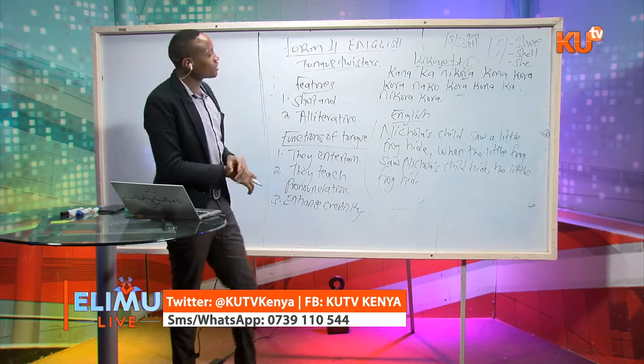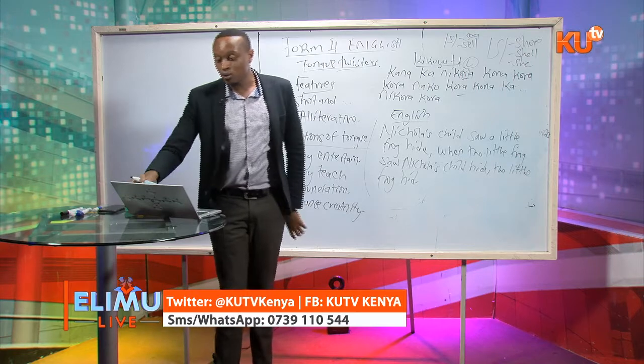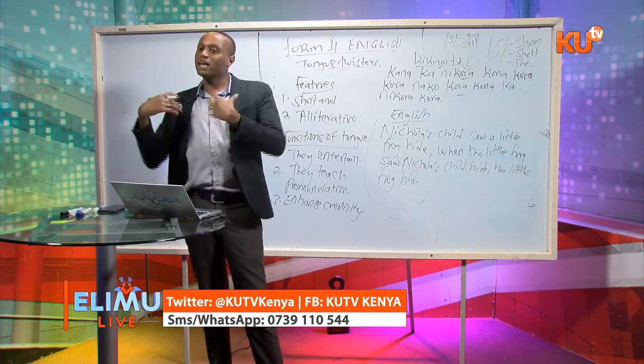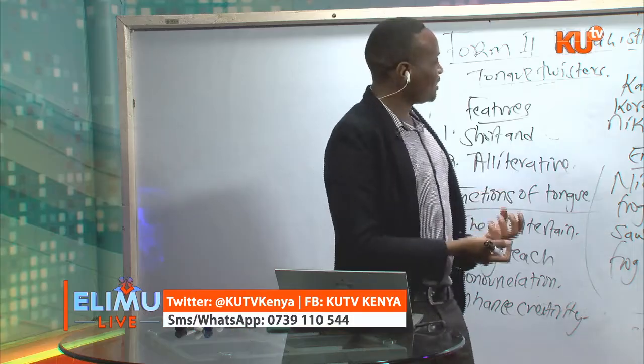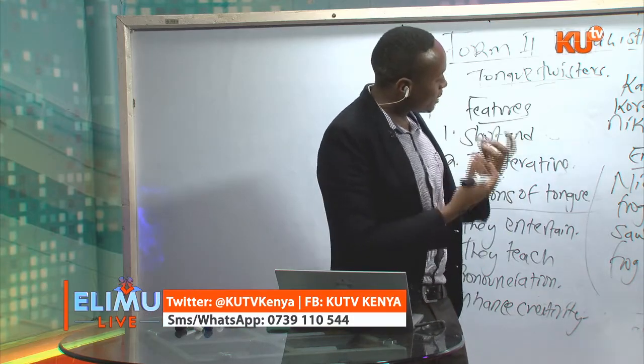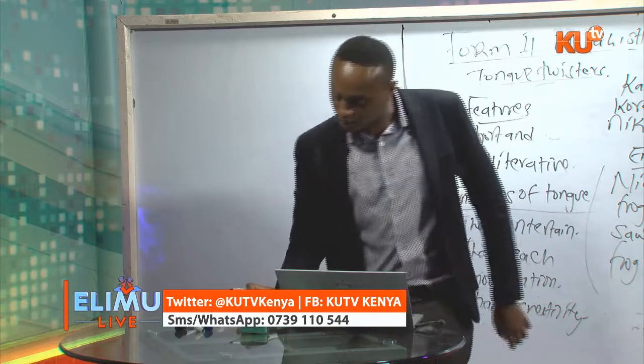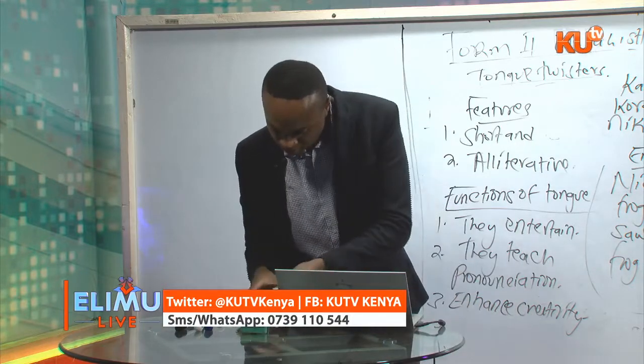So these are some of the things that are normally found in tongue twisters. Those are the functions. Remember, we have talked about the sound patterns. We have given more examples of these tongue twisters. And at home, try to get more examples of these tongue twisters. So I want to see some of the questions that you have asked so that I can see the way forward.